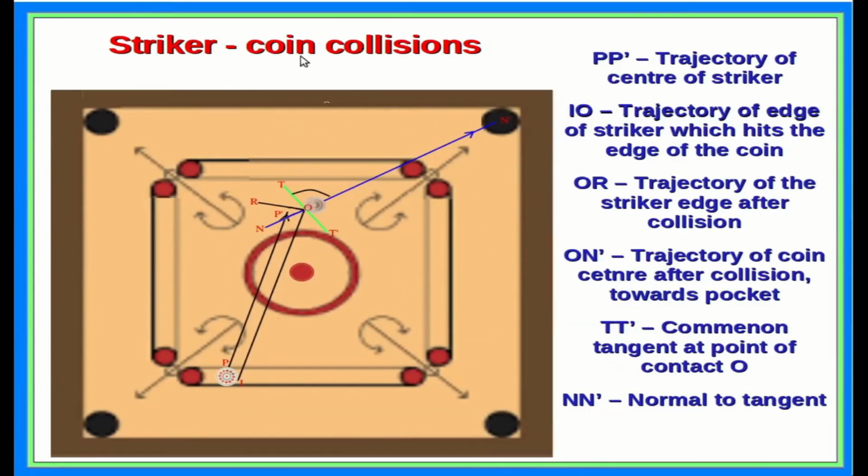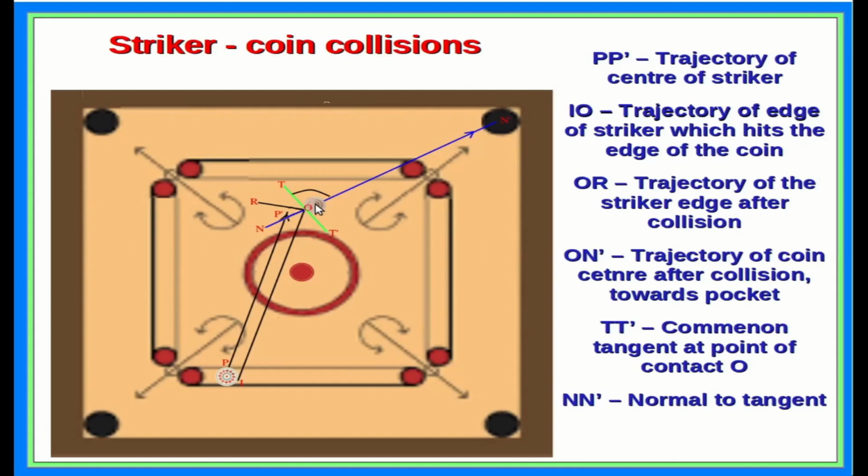Then we have the striker coin collisions. So this is a schematic of a typical striker coin collision. Here the line P prime is the trajectory of the center of the striker, and IO is the trajectory of the edge of the striker which hits the edge of the coin. So this edge of the striker hits the edge of the coin here.